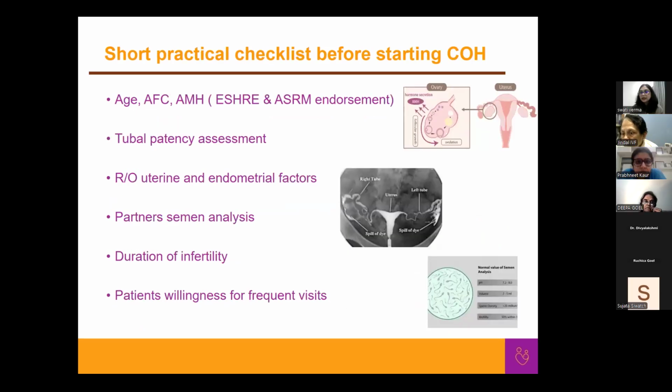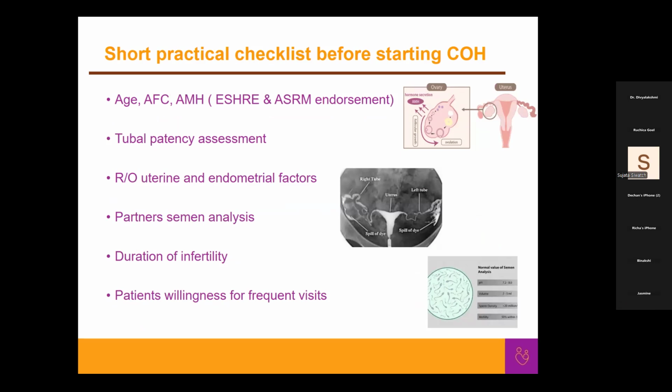Before starting the COH, a short checklist should be completed. We have to look for the age, AFC and the AMH. ESHRE and ASRM both endorse that before starting COH, look for the complete ovarian pattern and the expected ovarian response. Look for tubal patency and rule out any tubal and endometrial factor. Then look at the partner's semen analysis, and duration of infertility is a very important factor that guides us about the success of the IUI cycle.